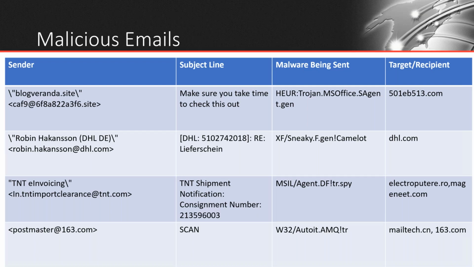This week, you can see the Electroputer campaign continues. They have been observed in our collections for a while. Target domains include dhl.com, which is the new one that we've noticed, electroputer.ro, magneet.com, msiltech.cn, and 163.com.